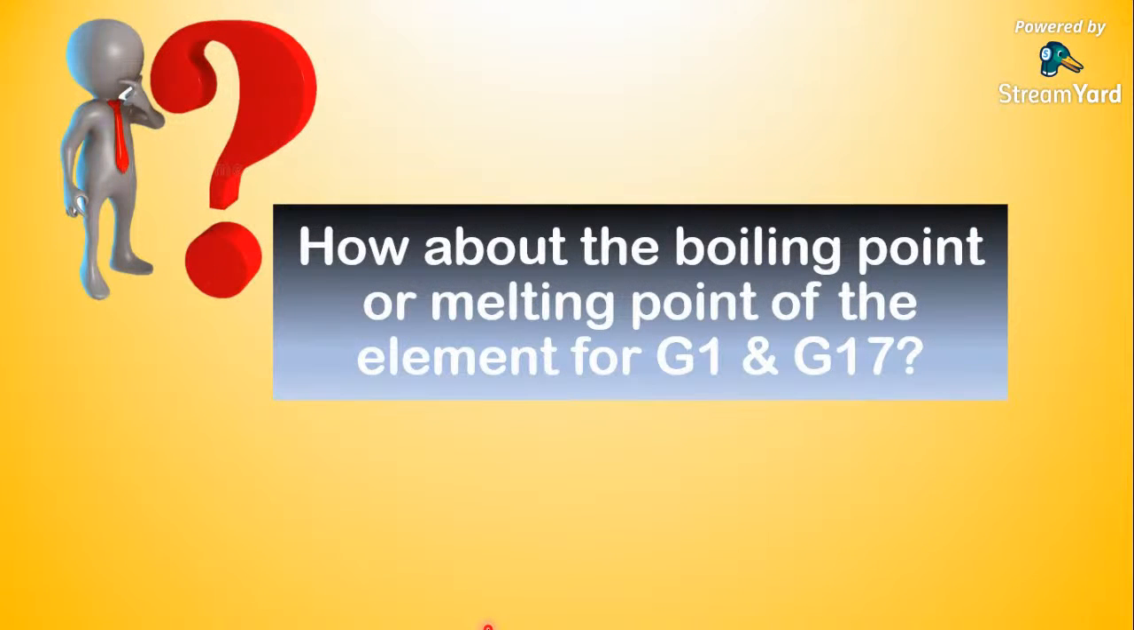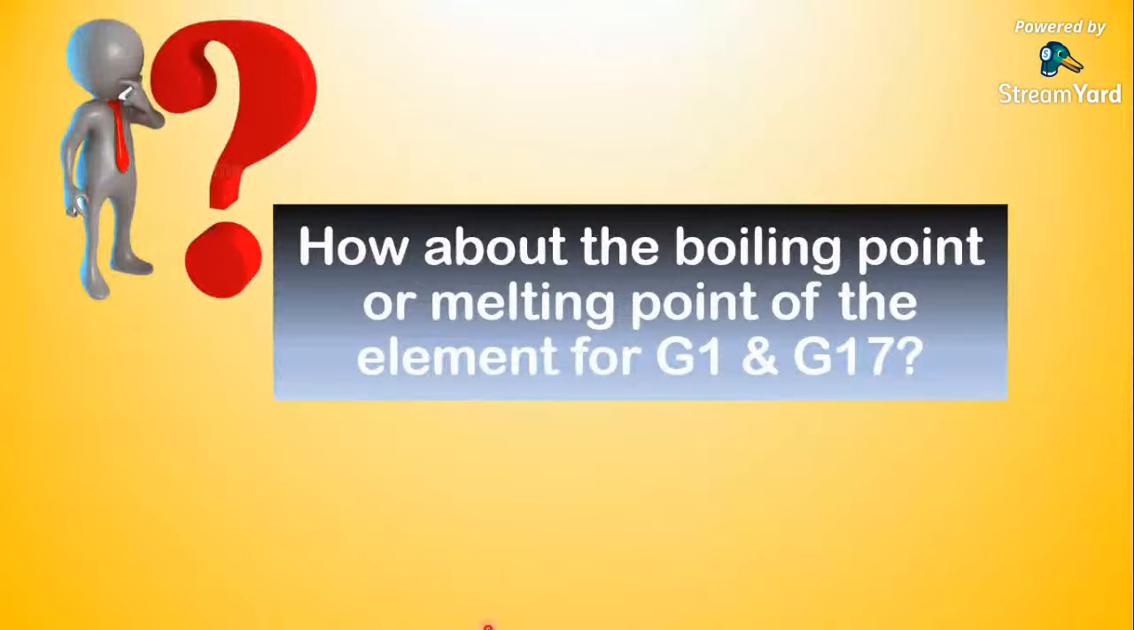Okay, let's think about it. How about the boiling point and melting point for group 1 and 17? If I ask a question about chapter 3, do you still remember what happens going down group 1 for the boiling point, and group 17 for the boiling point? How to explain? Going down group 1, the boiling point decreases. But going down group 17, the boiling point increases.